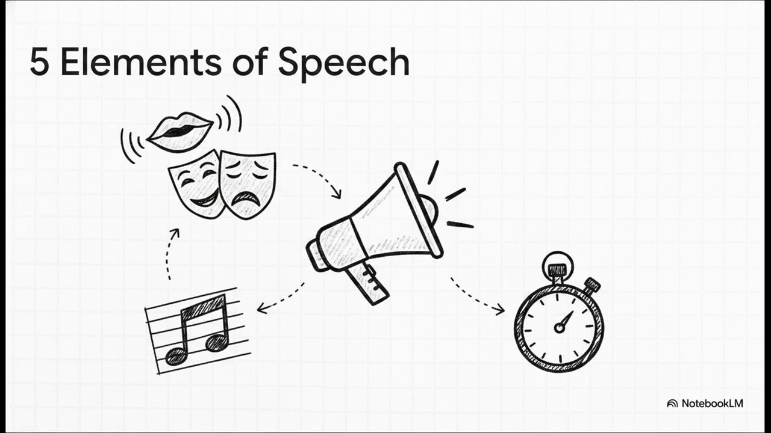Second is tone. This is the emotional quality. Is it a cheerful tone, a gentle tone, an angry tone? Third is volume, the loudness or softness. Fourth is pitch, meaning how high or low the voice actually sounds. And fifth is speed, the fast or slow pacing of the words.